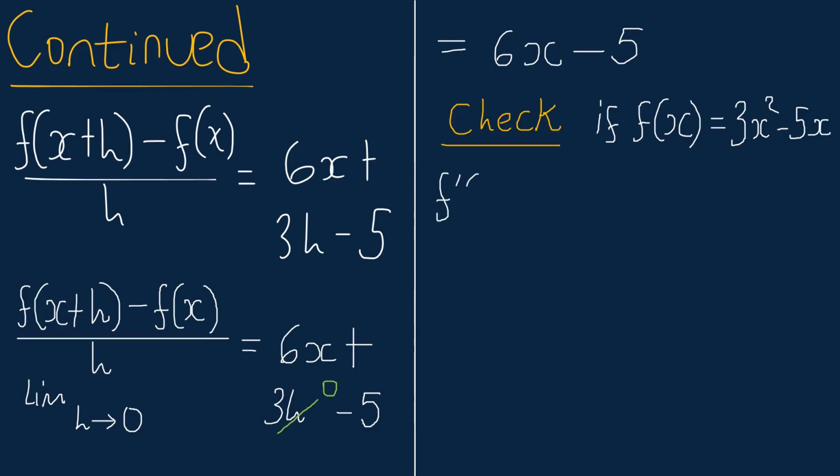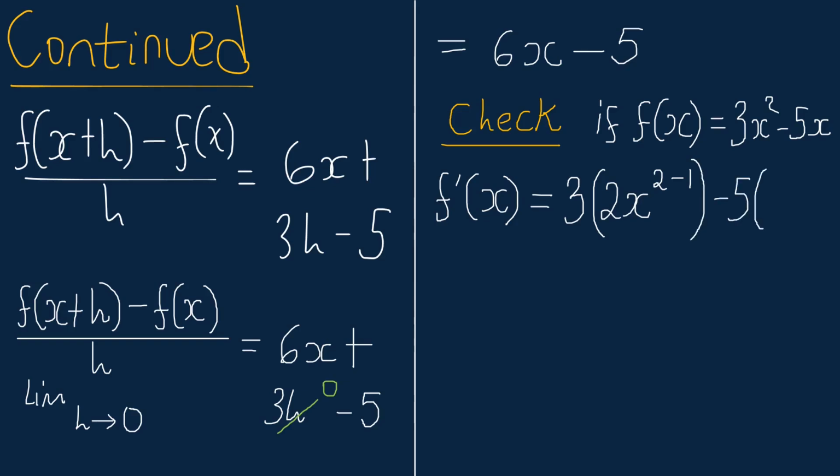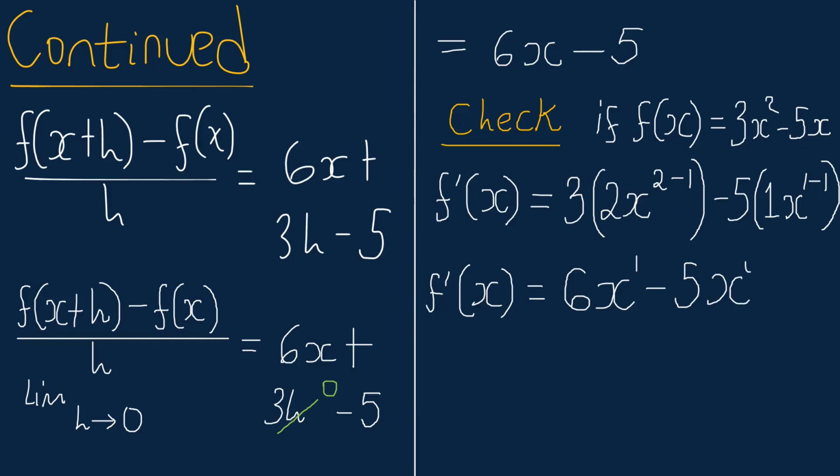The final answer is f prime of x is equal to 6x minus 5. Now check the accuracy of this answer by using the basic differentiation rule. The basic differentiation rule also shows that f prime of x is equal to 6x minus 5. Hence, both methods yielded a consistent result.